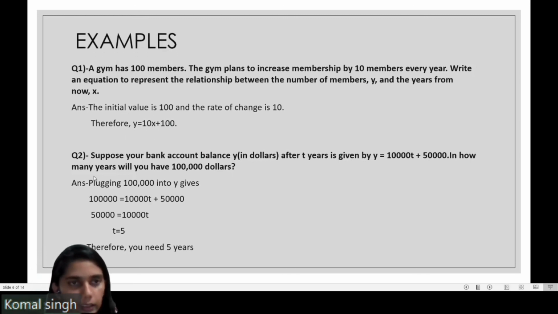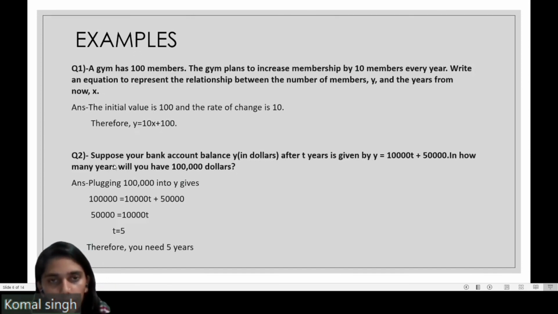Now the second question is: suppose your bank account balance y in dollars after t years is given by y = 10,000t + 50,000. In how many years will you have 1 lakh dollars? So here we have to find the number of years which will take to get the 1 lakh dollars.